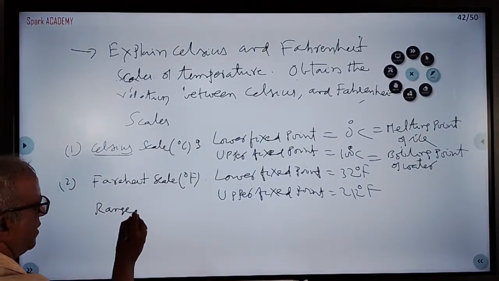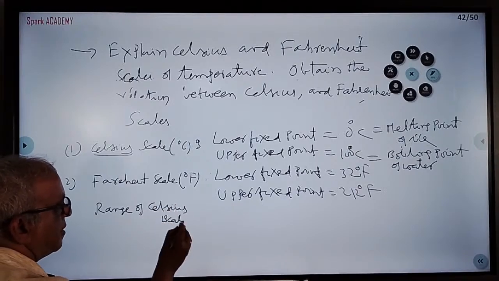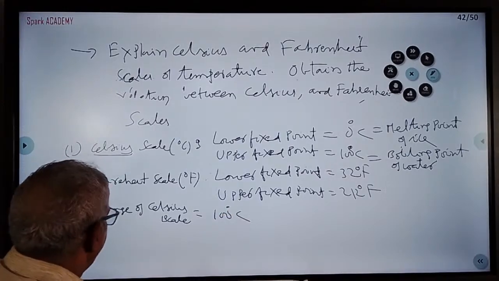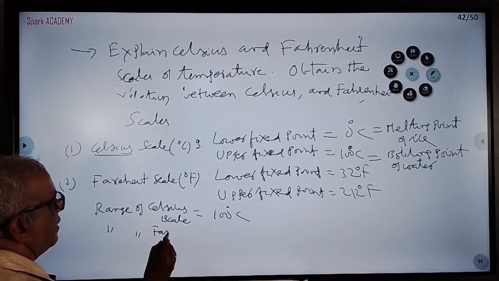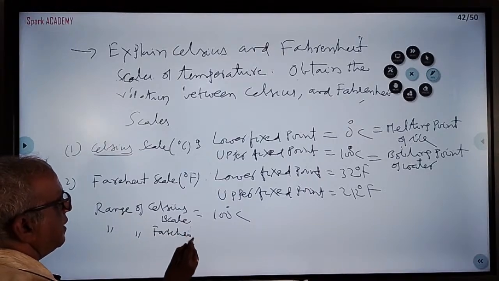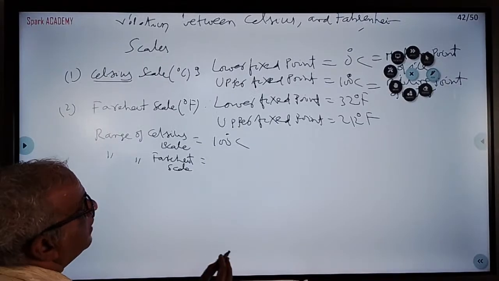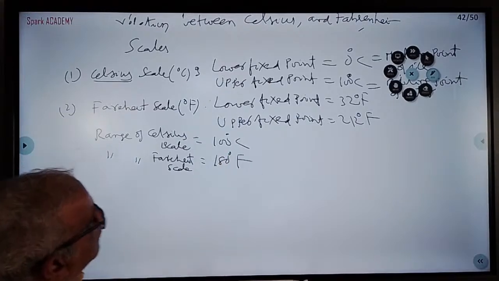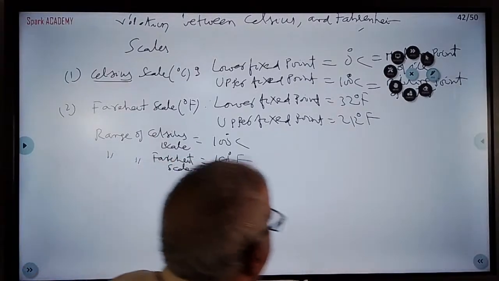But what is the range of the Celsius scale? Range of the Celsius or centigrade scale: 100 minus 0, 100 degrees centigrade. Range of the Fahrenheit scale: 212 minus 32, that is 180 degrees Fahrenheit. Do you understand?